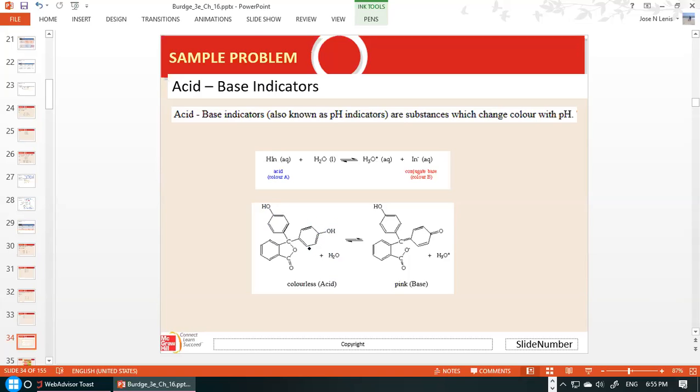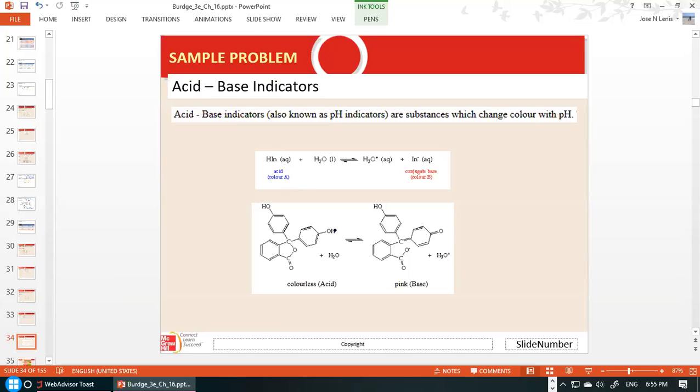So we have two forms of this molecule. One is the acidic form. We have that representation here. H represents the acidic hydrogen, and this can represent any indicator in aqueous solution. So let's say this compound has one color when it's in the acidic form. For the case of phenolphthalein, it forms clear, colorless solutions.